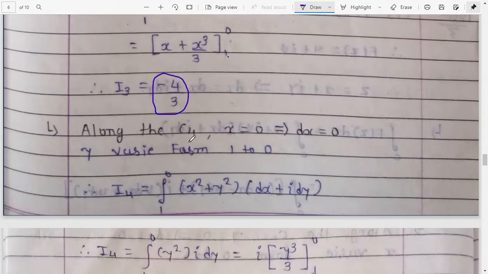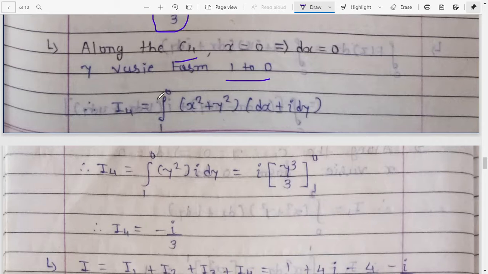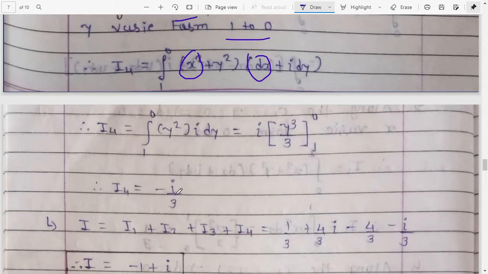Now along the curve C4, x is equal to 0, dx is equal to 0, y varies from 1 to 0. So I4 is equal to the integration from 1 to 0 of (x square plus y square dx plus iota dy), which is equal to, since x is equal to 0 and dx is equal to 0, y square into iota dy, equal to iota into y cube by 3, limit 1 to 0. So I4 is equal to minus iota upon 3.